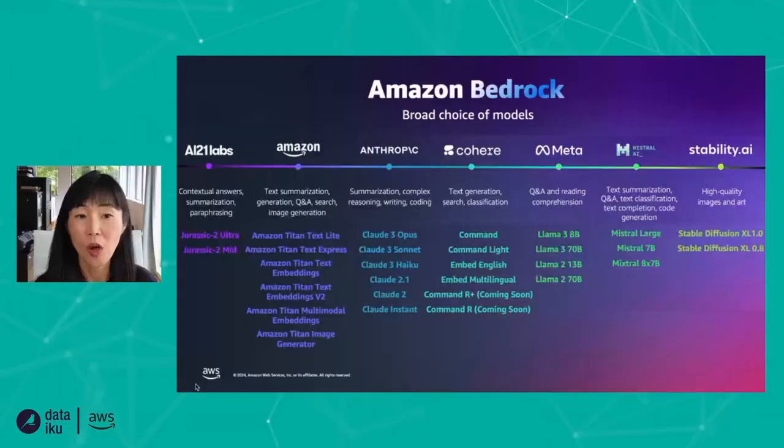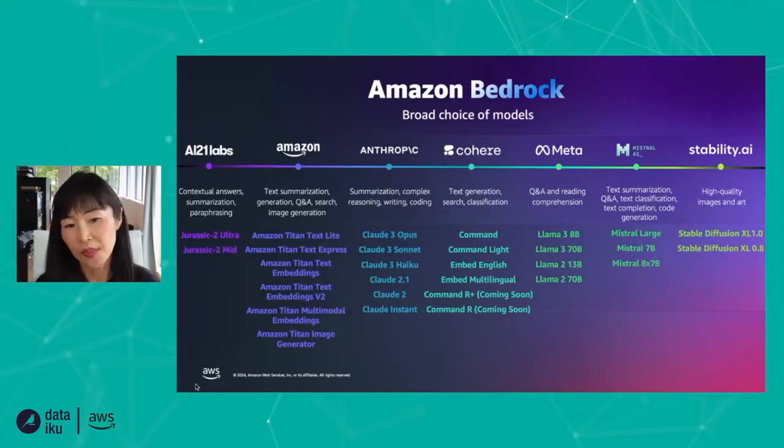We currently offer Jurassic 2 from AI21 Labs, Titan from Amazon. We offer text generation, text and multimodal embeddings, and image generation models. Claude 2 and 3 from Anthropic, Command models and embedding models from Cohere, Llama 2 and 3 from Meta, Mistral models from Mistral AI, and last but not least, Stable Diffusion models from Stability AI.